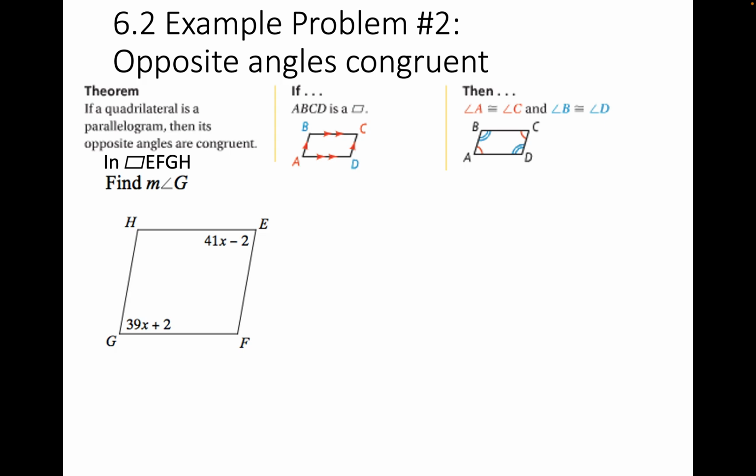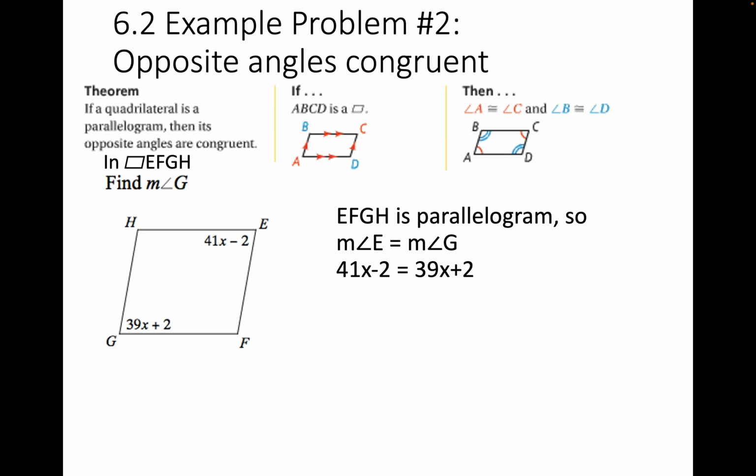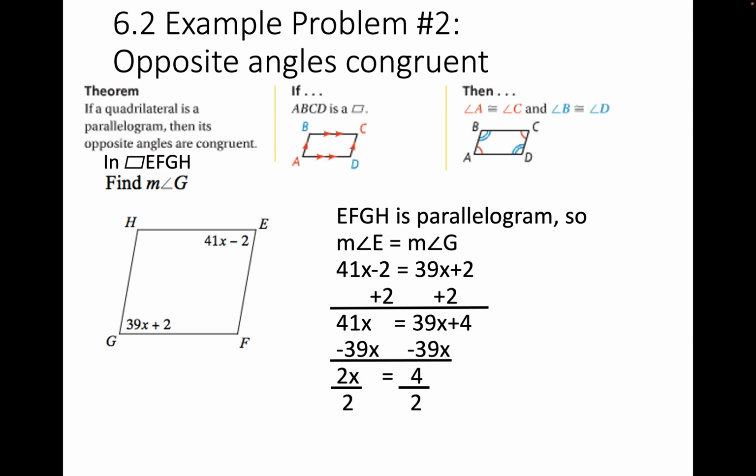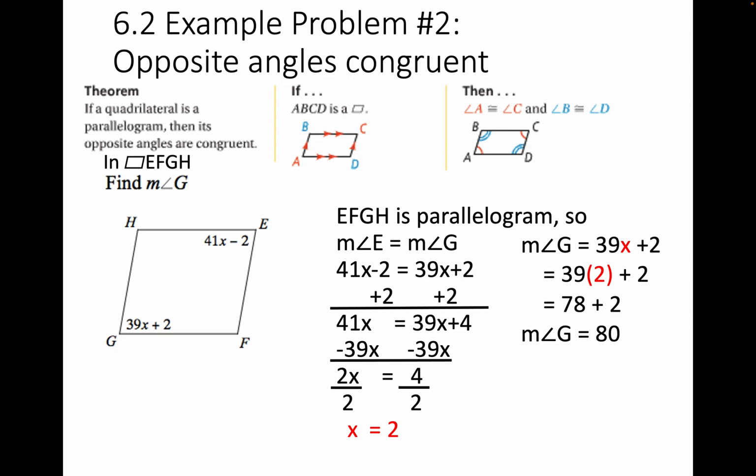In example problem number 2, in the parallelogram EFGH, it's asking us to find angle G. And we know it's a parallelogram, so these opposite angles, angle E and G, the measures of them must be equal. So 41x minus 2 equals 39x plus 2. If I add 2 to both sides, subtract 39x from both sides, and then divide by 2, I get x equals 2. So to find angle G, I can just plug it in there. That's 39 times 2 plus 2. That's 78 plus 2. That's equal to 80.